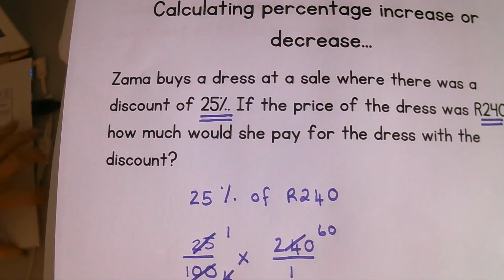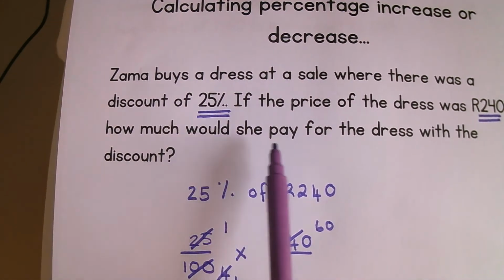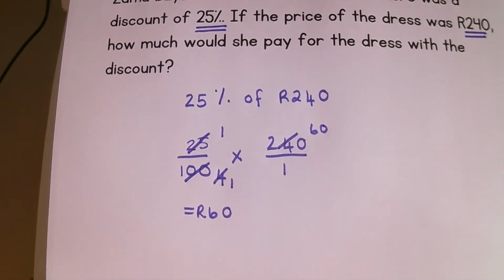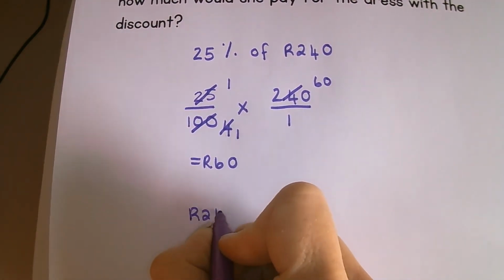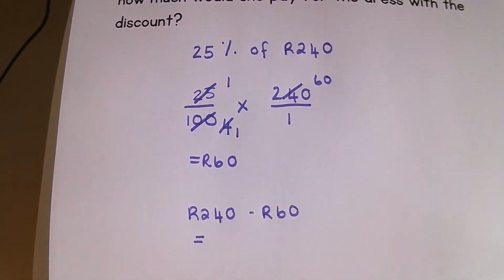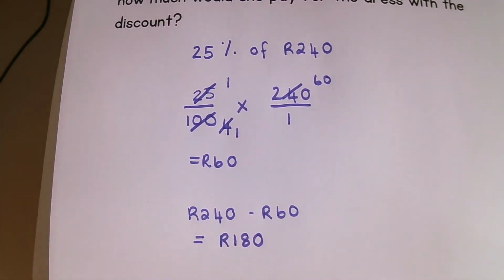We need to make sure, it's my computer there, we need to try and work out how much did she pay for the dress in total at the end of it. So what we do now is we take the 240, so this is the original price of the dress, and we take 60 Rand off. And if we minus it, you're more than welcome to do a subtraction sum on the side if you can't do this in your head, but you'll notice that it comes up to 180 Rand.